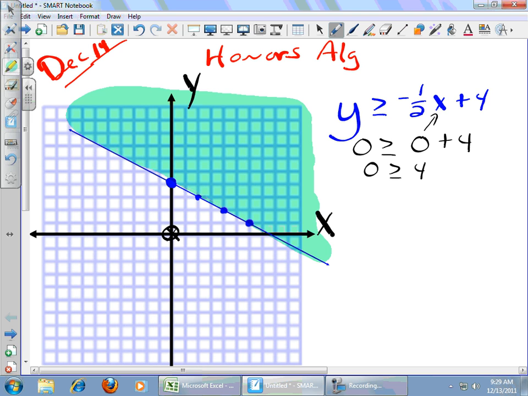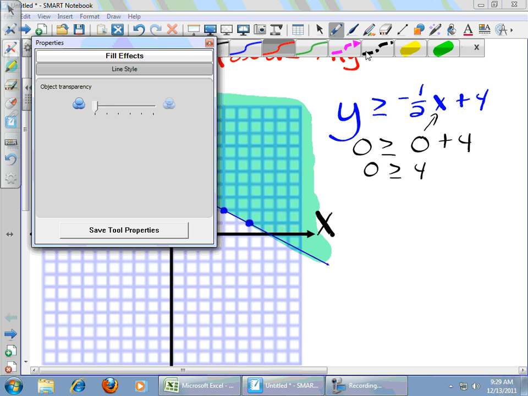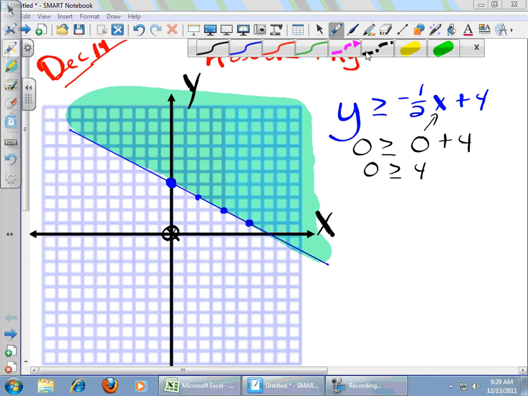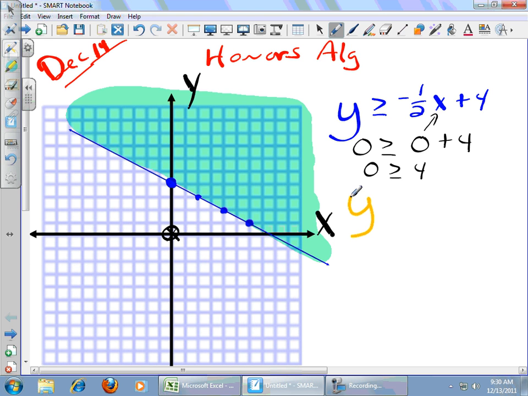All right, now let's say we have this inequality, because remember, we're doing a system. Y is less than 3x plus 8. Let's make that a 6. That ought to work. We'll make that a 6.